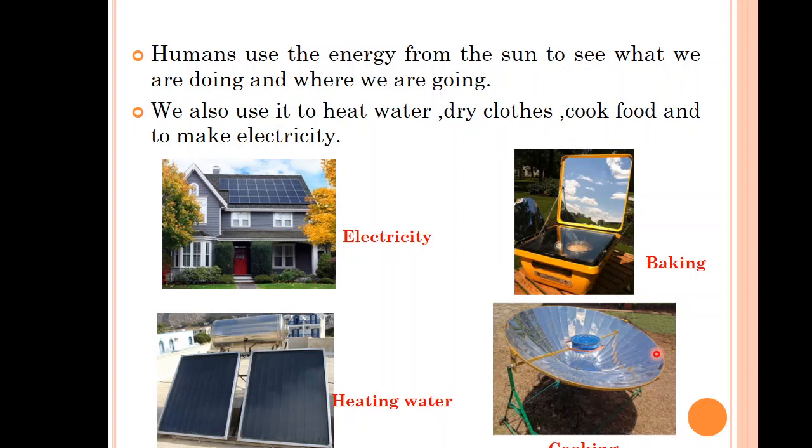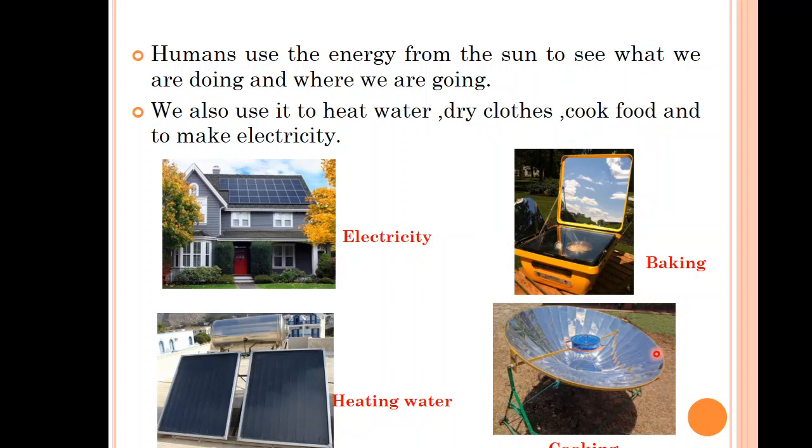That was animals, and then we move to humans, people. Humans use the energy from the sun to see what we are doing or where we are going. If there is no light or the energy from the sun, we won't be able to see. It will be dark. So the energy from the sun is very important for people and even animals to see, for them to be able to move around.